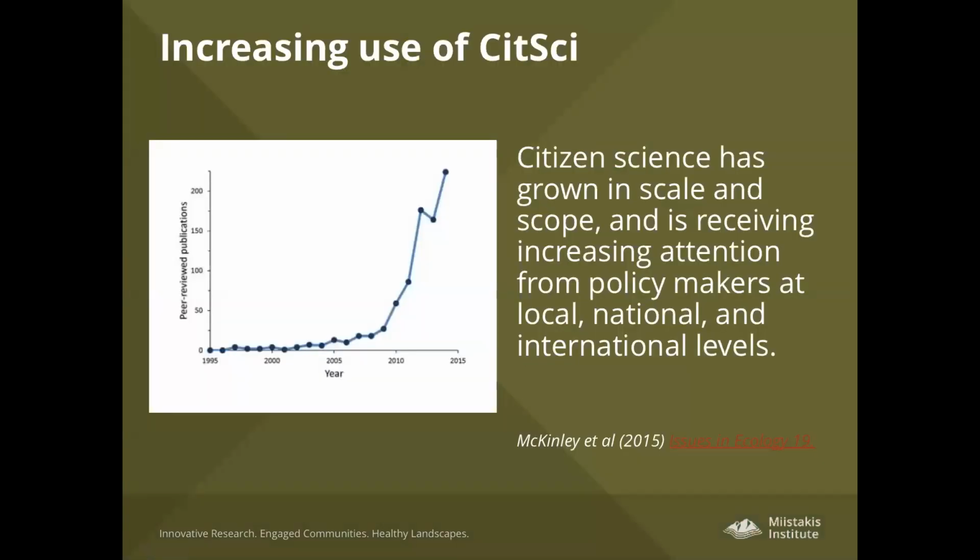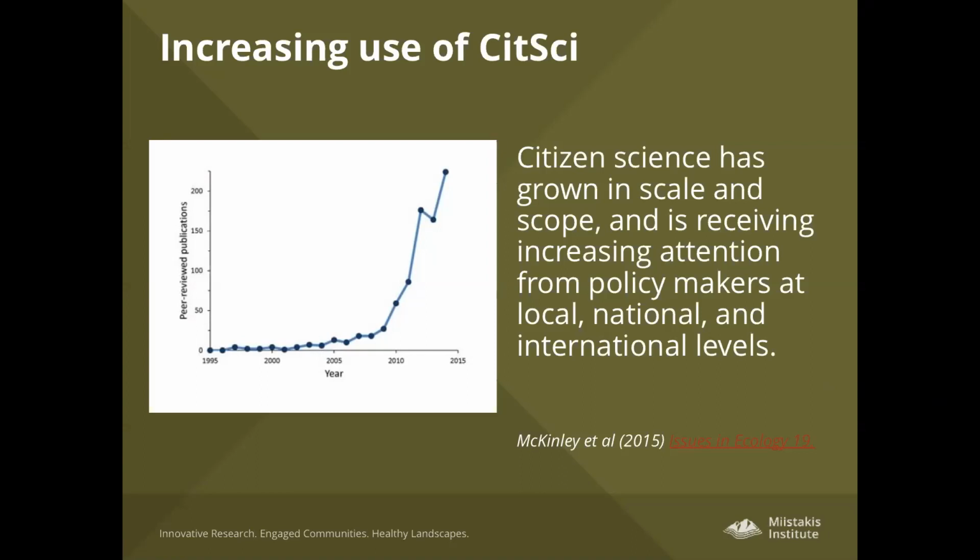And what this graph shows is the number of peer-reviewed publications that reference citizen science from 1995 to 2015. So you can just see in those last 2 decades, citizen science approaches to gathering, and this is specifically biodiversity and natural resource information, has really grown. And researchers have identified a number of reasons for this.